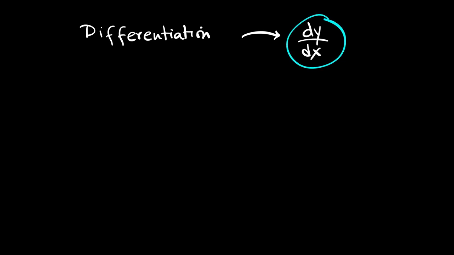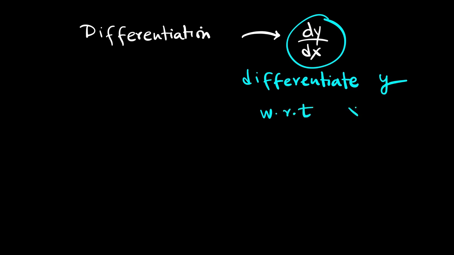How do we read it? Differentiate y with respect to x. That is the knowledge of dy by dx. What is the technique? y is equal to x raised to the power of n. dy by dx: power comes down, x remains as it is, power reduces by 1.